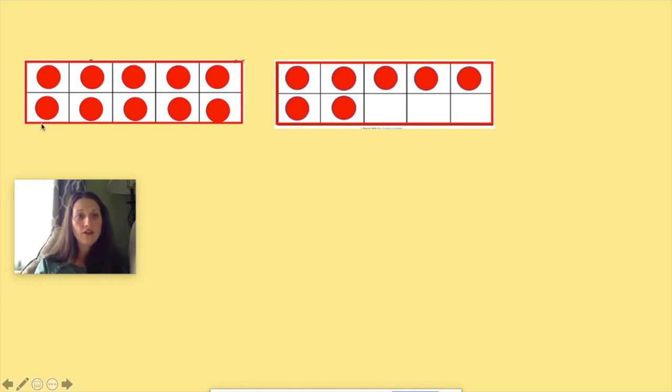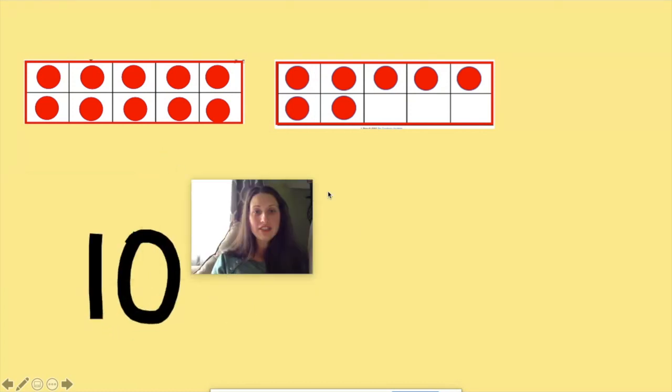Here's our one full tens frame. And we know if a tens frame is full, that it must have 10 counters. And here's our other tens frame with some counters. It's not full. So now we're going to use these counters to make a number sentence.